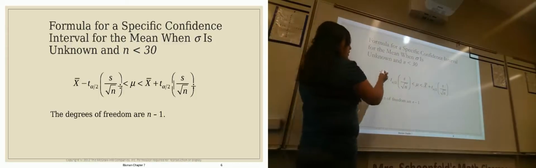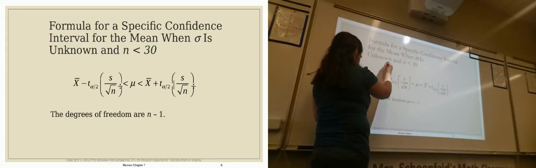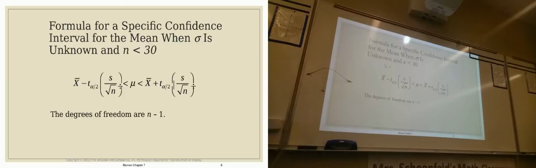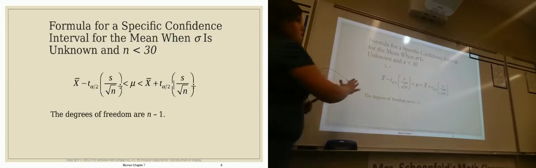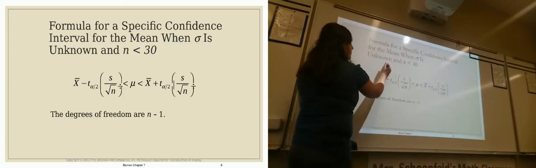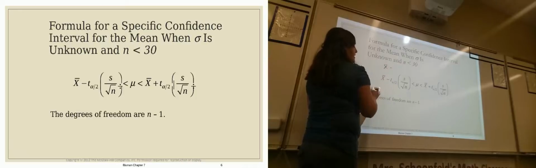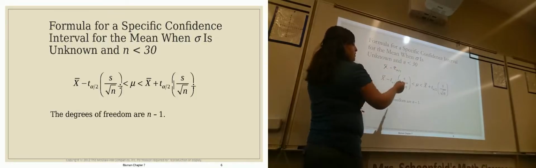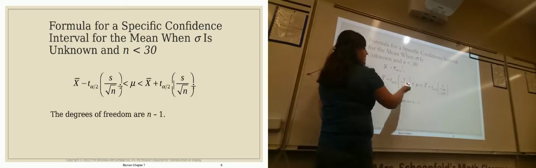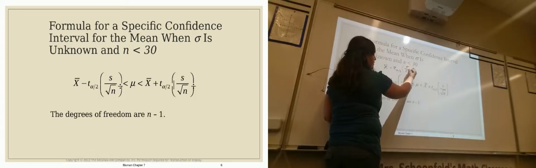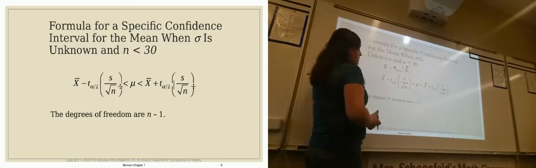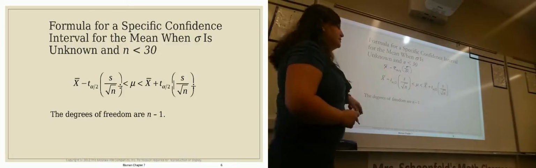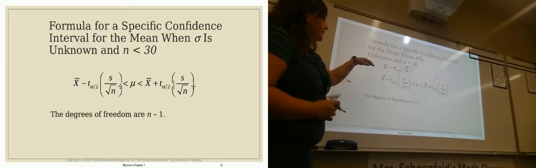Before, yesterday, what we had was x bar minus z alpha over 2, then we had sigma over the square root of n. That's what we had yesterday. So we had basically a plus or minus of that.